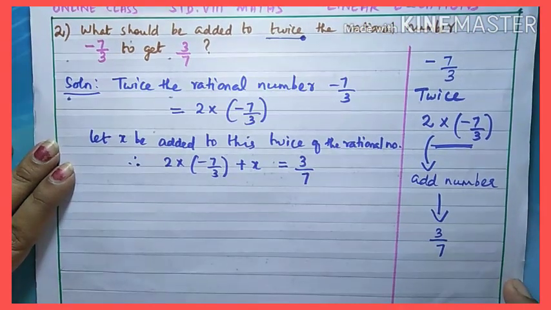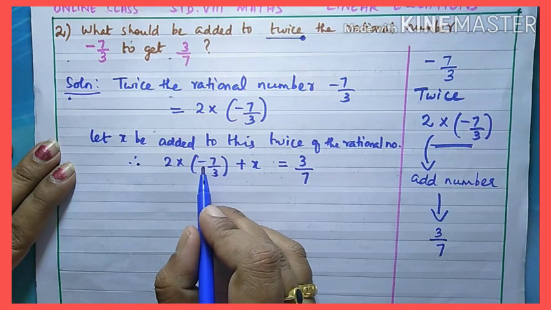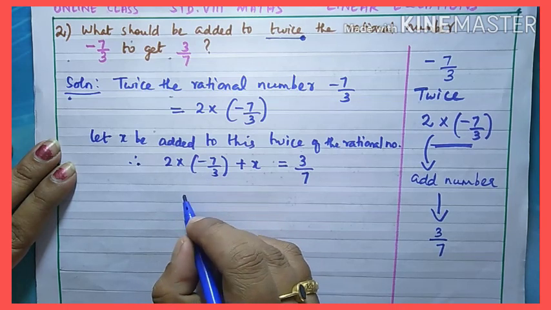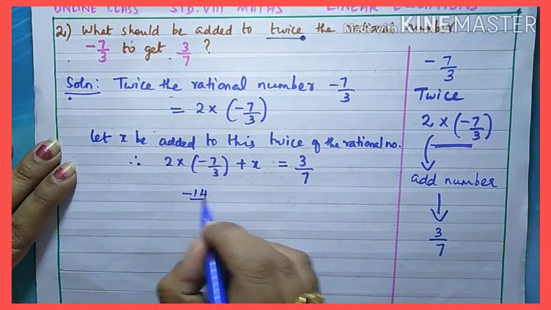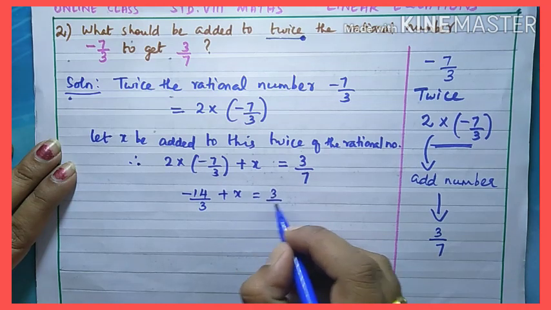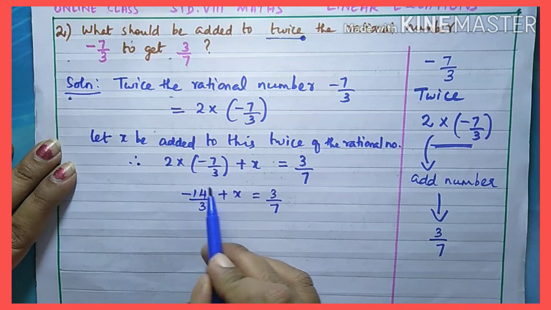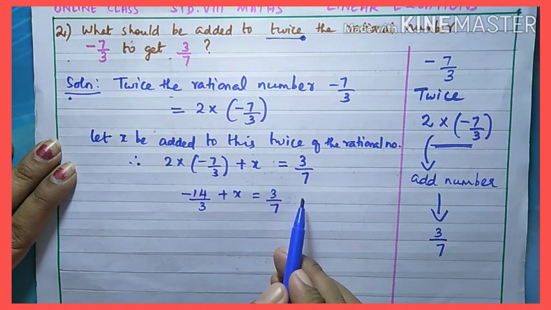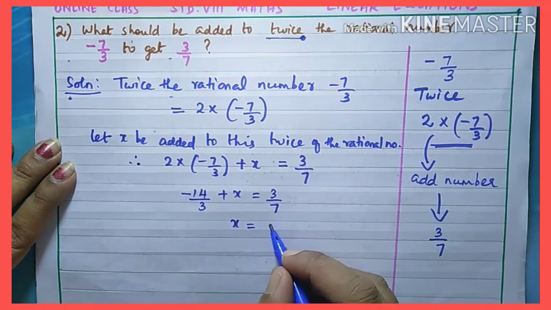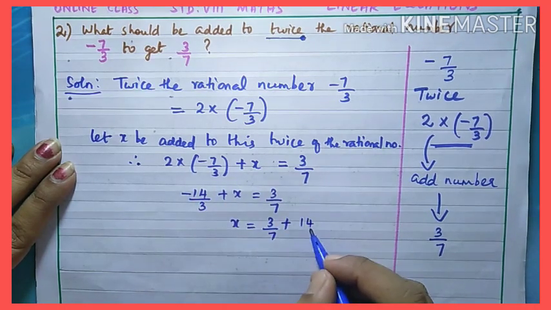Okay, yes. So how can we find out? Here you see multiplication. How to multiply? 2 into minus 7, numerators. So minus 14 by 3 plus x equal to 3 by 7. Now just simplification. This minus 14 by 3 negative fraction we are transposing, so it becomes positive. Next step, x equal to 3 by 7 plus 14 by 3.